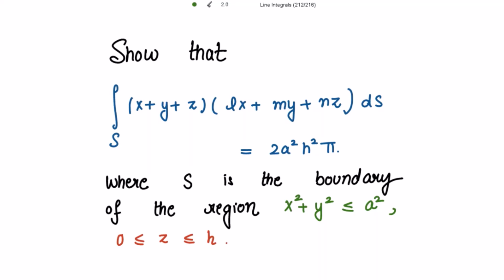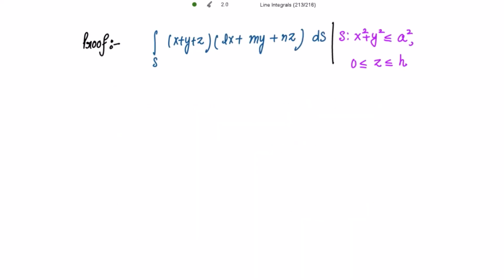To show that the surface integral of the product of (x plus y plus z) and (lx plus my plus nz) is equal to twice a square h square into pi, where S is the boundary of the region x square plus y square less than or equal to a square, and the limits of z are given to us, that is z is greater than or equal to 0 and less than or equal to h. So this is the given surface integral with the surface S and also the limits of z given to us.